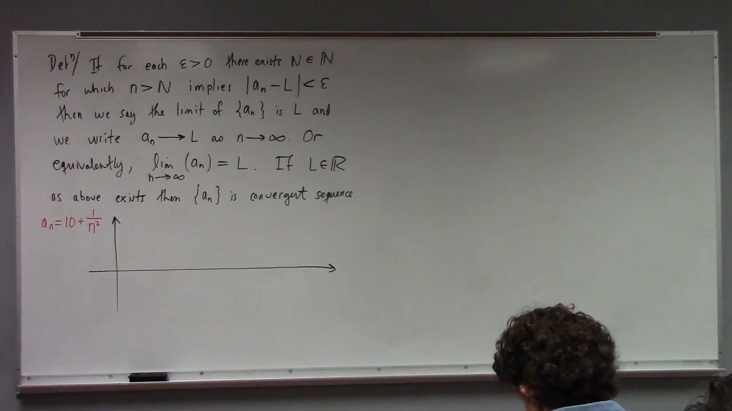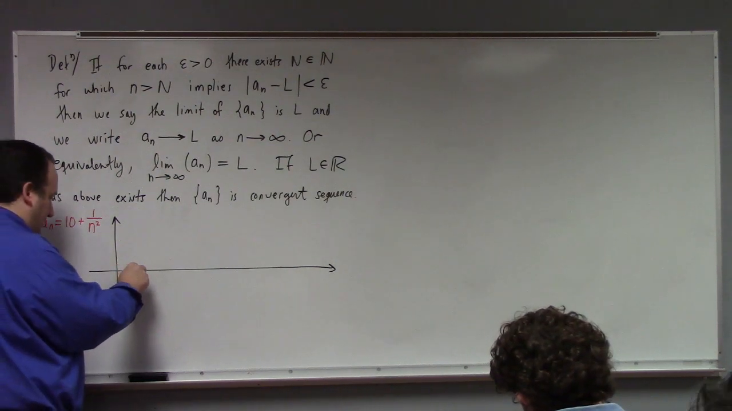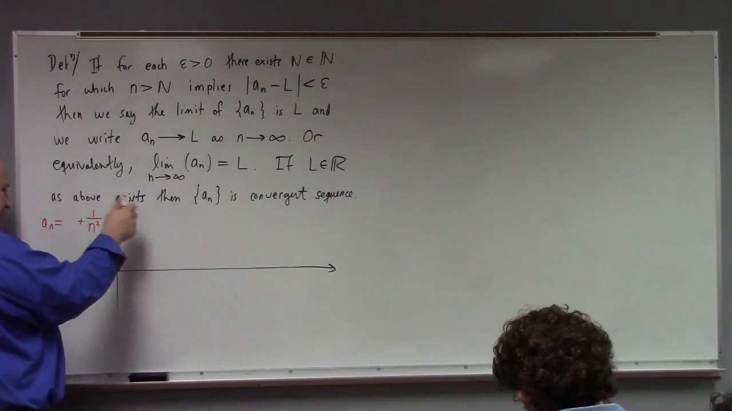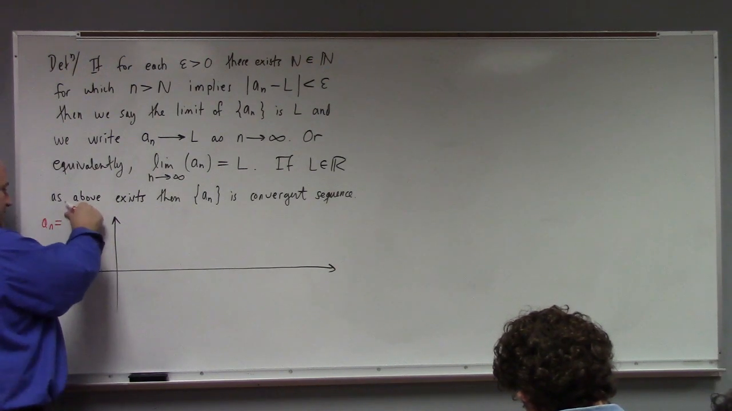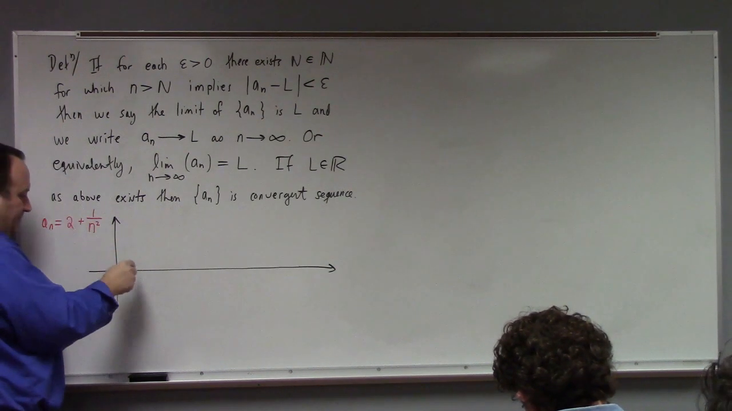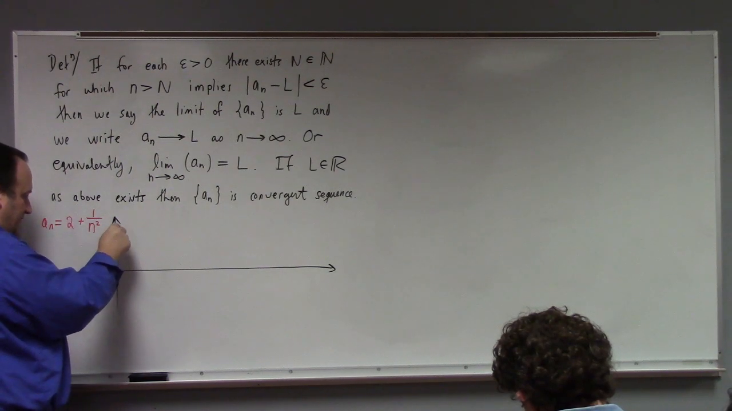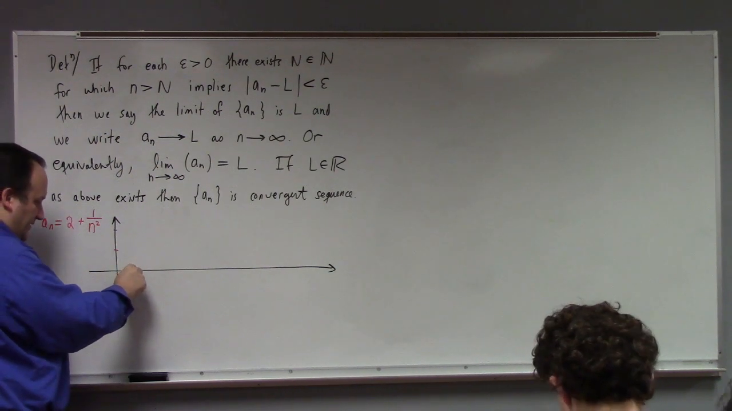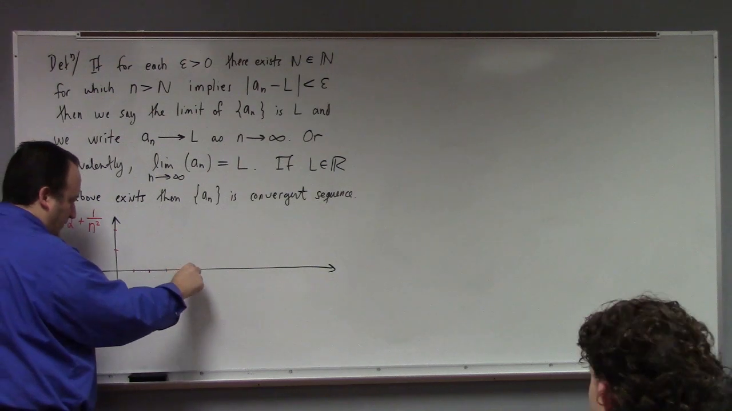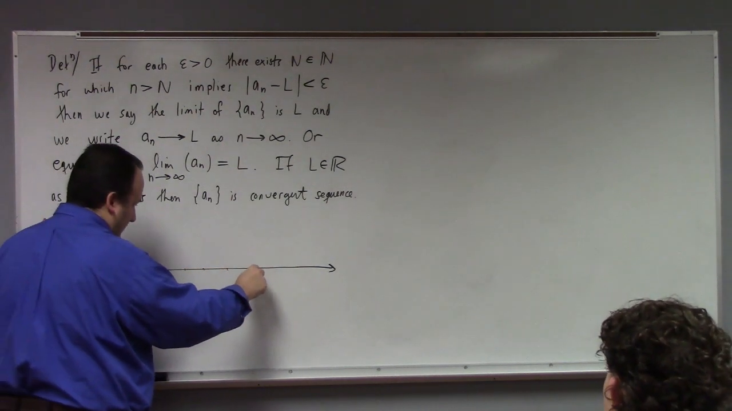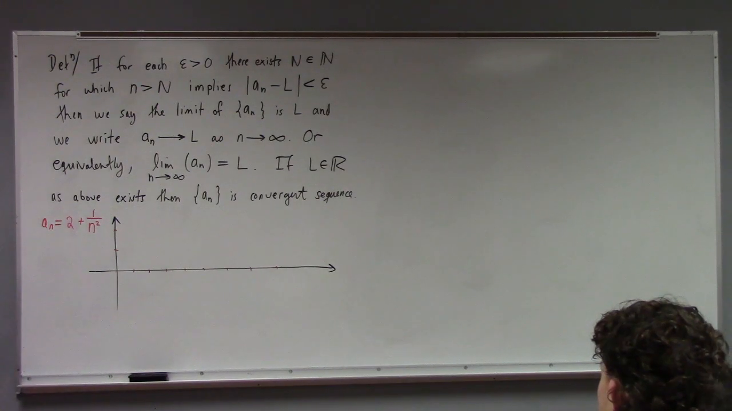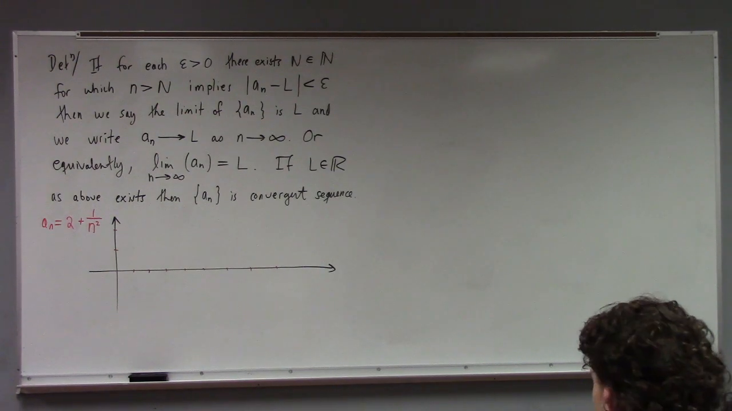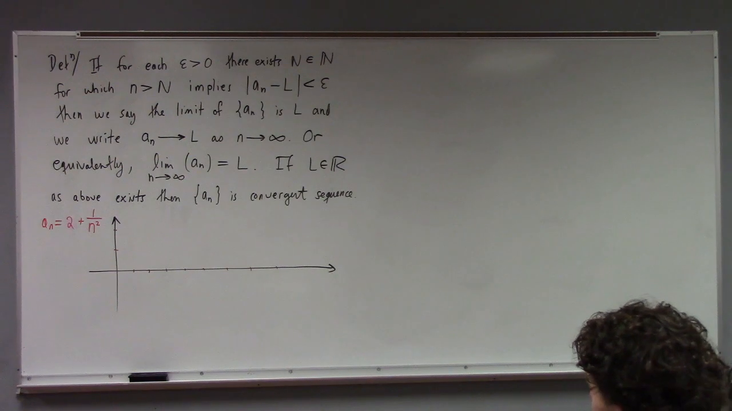Right? So at 1, where is it? I mean, not 10. Let me do 3 plus 1 over n squared. So make it 2. I'll get it eventually. 2 plus 1 over n squared. So here's 1, here's 2, right? Let me look at 1, 2, 3, 4, 5, 6, 7, 8. So the graph of a sequence is kind of boring. It's not usually a useful thing to do.